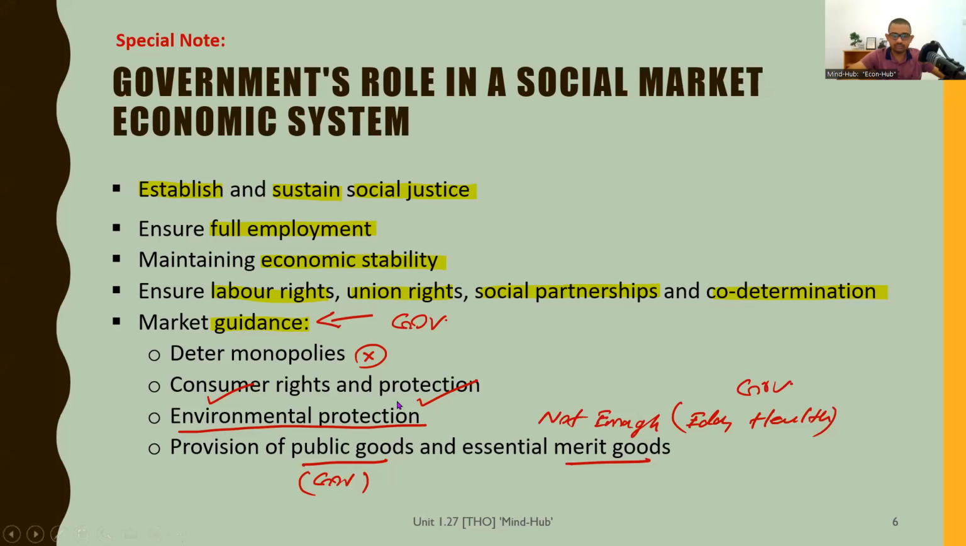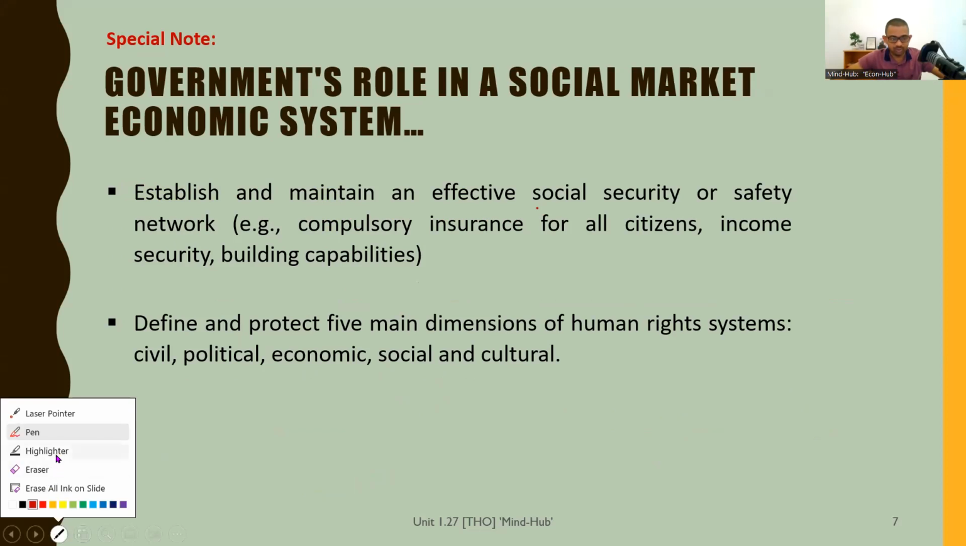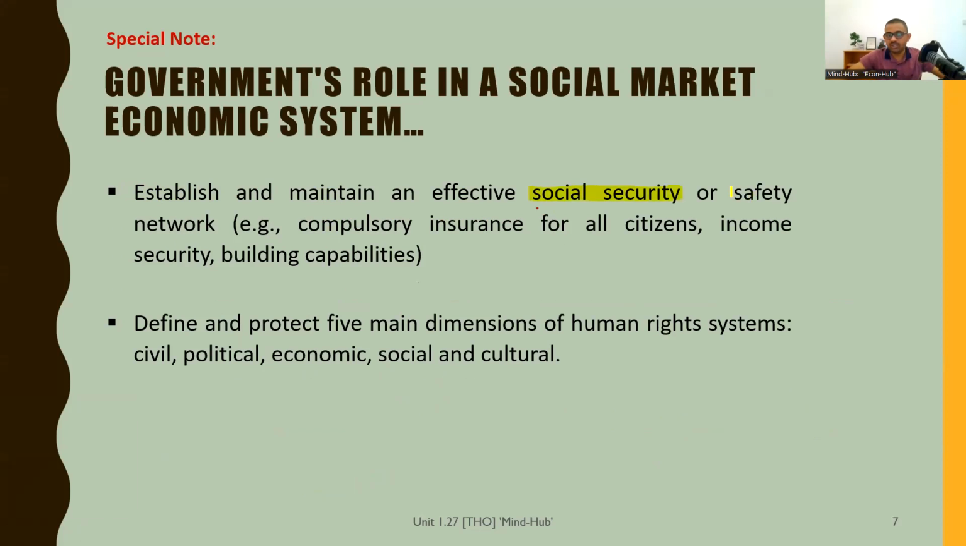Then, two more things. Then we are done with the government's role in a social market economy. Establishing and maintaining effective social security. Come on, this is a main point. We talked about it, isn't it? Social security, social safety networks, right? Compulsory insurance. That is a way to protect all your citizens. Health insurance, other kinds of insurance against disasters and things like that, right? Fire insurance and all that. Then income security. Government needs to make sure that people are encouraged to have savings. Government needs to make sure that there is some kind of a welfare payment when people lose their jobs and things like that, right?